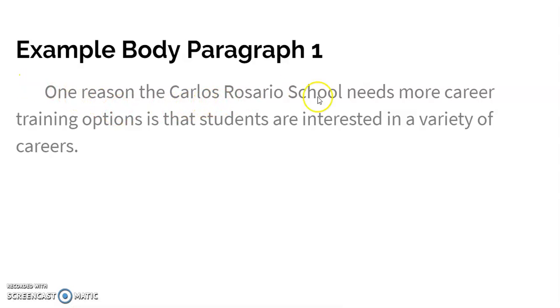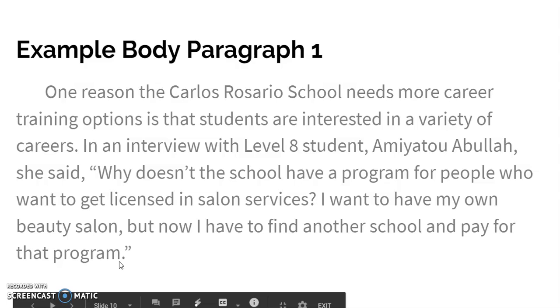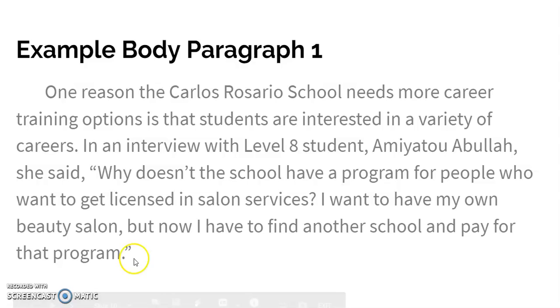One reason the Carlos Rosario School needs more career training options is that students are interested in a variety of careers. So everything in my paragraph is going to be focused on this idea that students are interested in a variety of careers. My evidence, my reasons, my examples, my details all need to connect to this idea. After the topic sentence, you need to introduce evidence. In this case, my evidence is going to be a quote from a student.